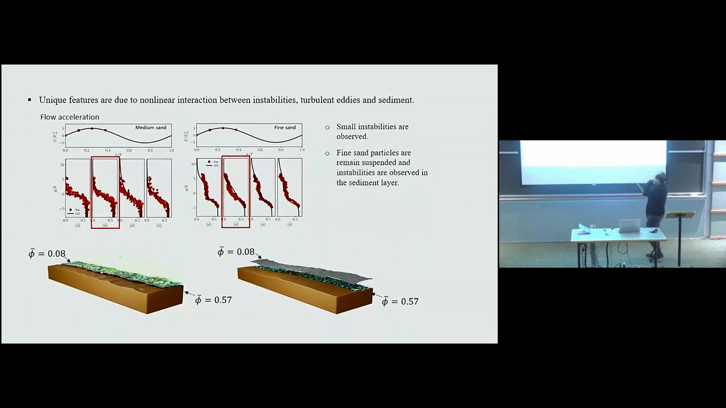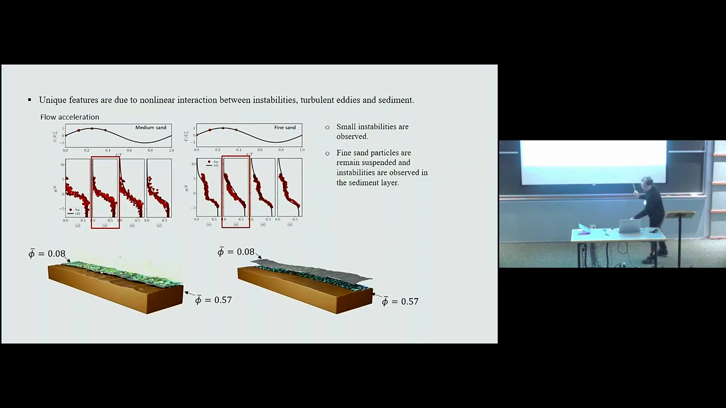If we go to the acceleration phase, the flow becomes more energetic, so we have more turbulence for medium sand, but the suspension is still quite small. The transport layer is still quite small. However, importantly for fine sand, not only is the transport layer thickness large, you start to see this kind of roller feature. This suggests there's a roller instability actually occurring at this phase.